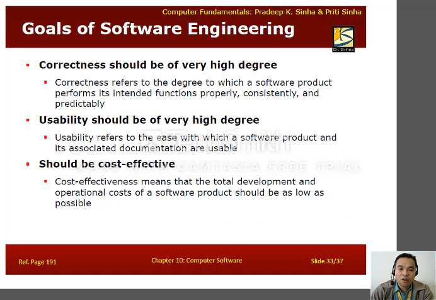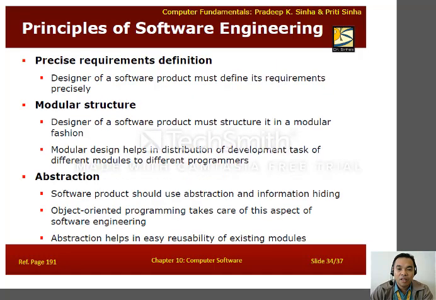What are the goals of SE? First, correctness should be of a very high degree, and second, usability should also be of a very high degree. And this one, cost effective. All of the projects must be cost effective. It means that the total development and operational cost of a software product should be as low as possible. Next, we have precise requirements definition. It means that the designer of the software product must define its requirements precisely.